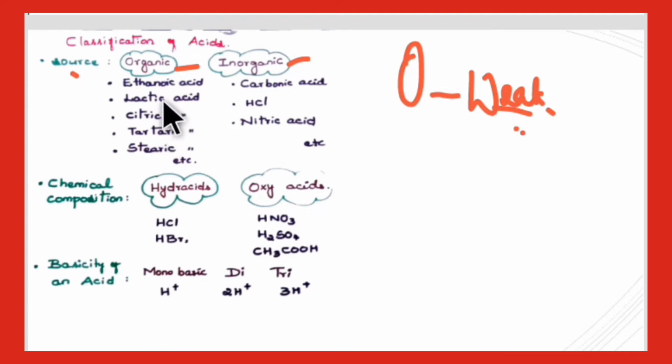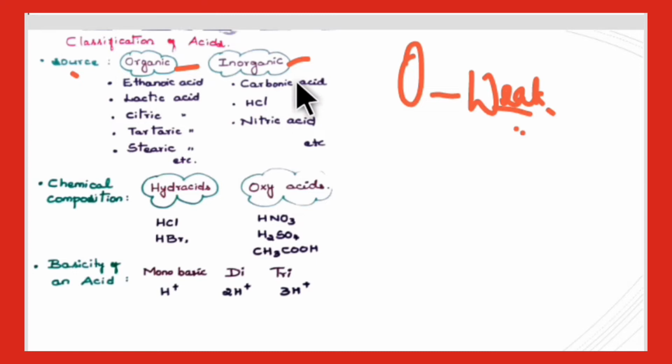Citric acid, we know citric acid is present in lemon and citrus fruits like orange. Tartaric acid is present in tamarind. Next is stearic acid, which is present in fats, etc. So these are the examples of a few organic acids.